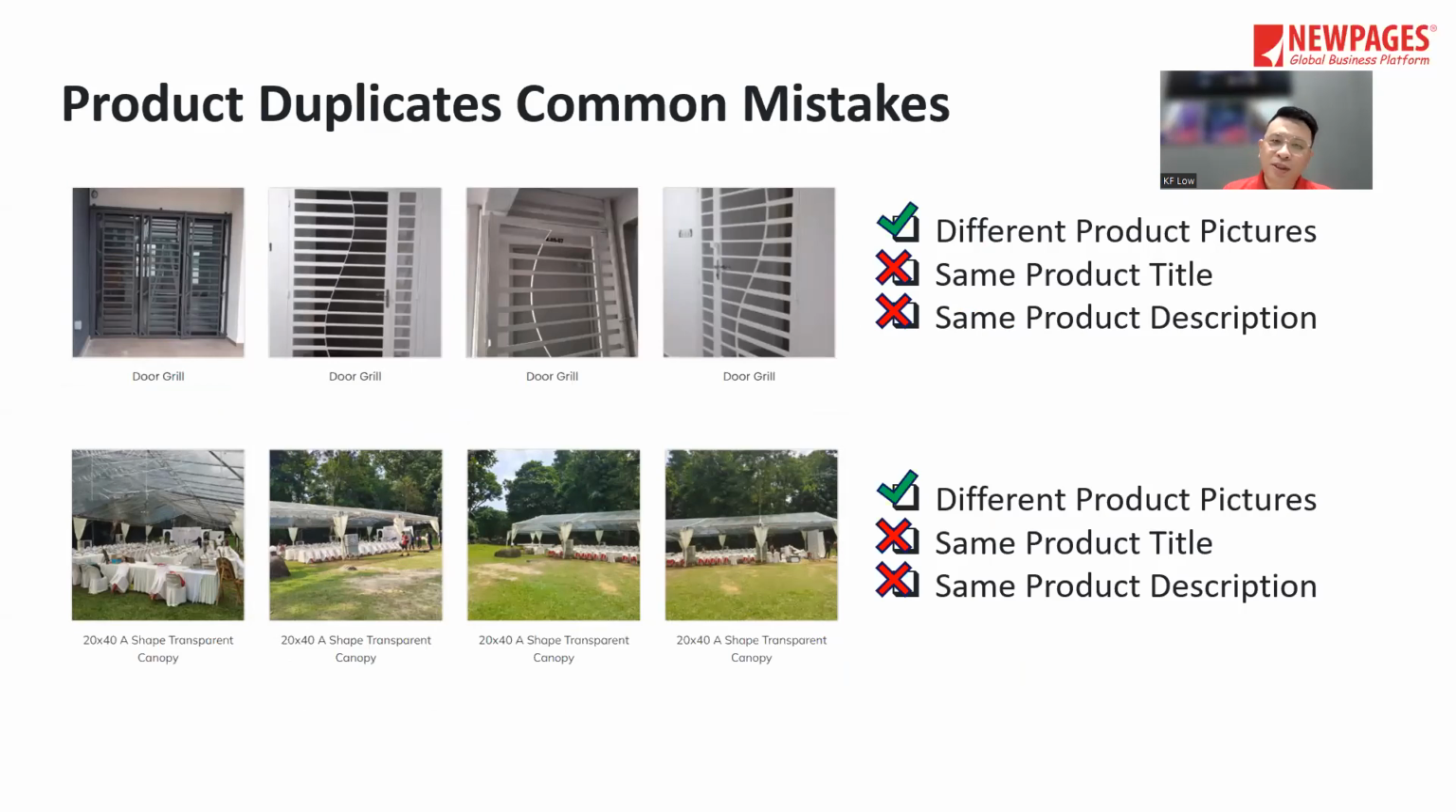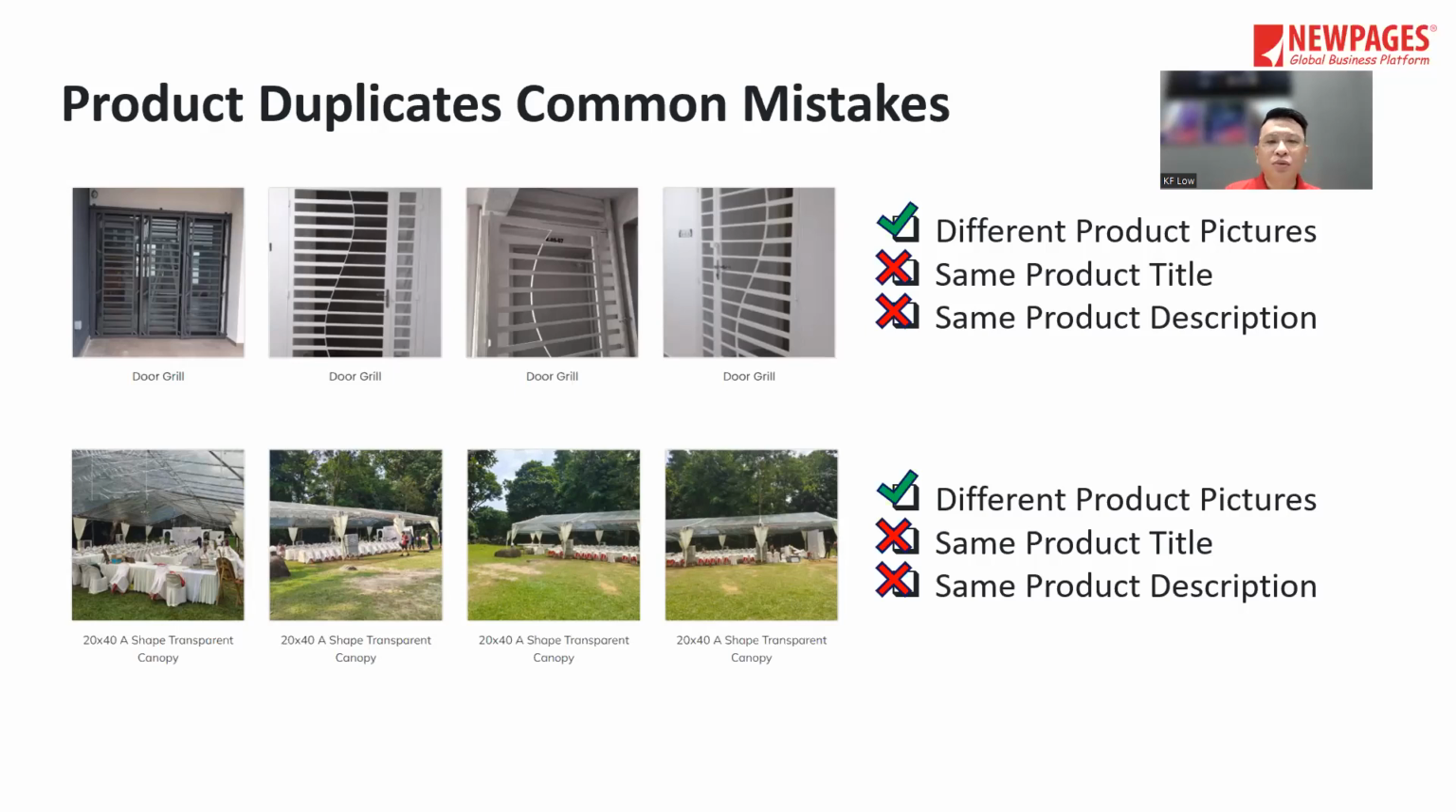Some of the duplicate mistakes that I found out, all right? A very common one is when we do product posting. When I see some of my clients' websites, as you can see, even though the pictures are different, they have the same product title. And when I click on one of the product postings, it actually shows the same product description. So worst case scenario, the picture is the same, the title is the same, and the product description is the same. We don't want that to happen.